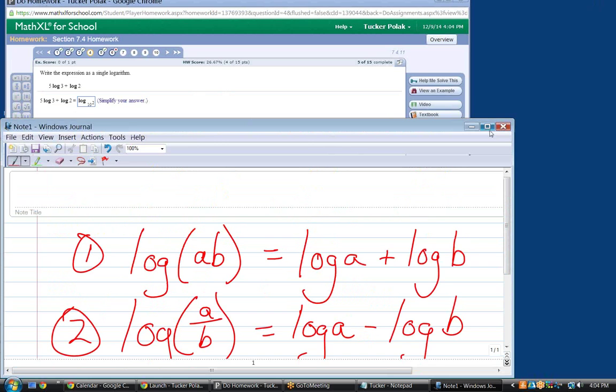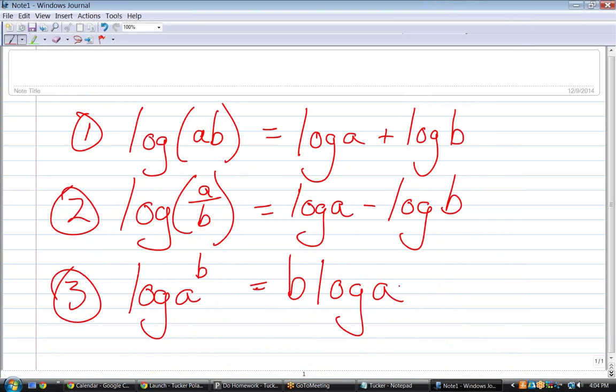Now, let me state one thing. These are true only if the bases are the same. In other words, if I have log base 3 and log base 4, I can't do that. I can't say that it's log of AB. Only if the bases are the same for all of them can I do that.